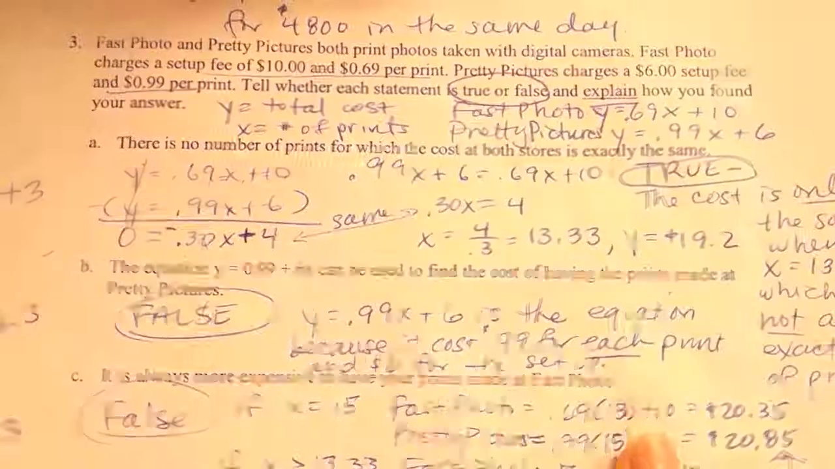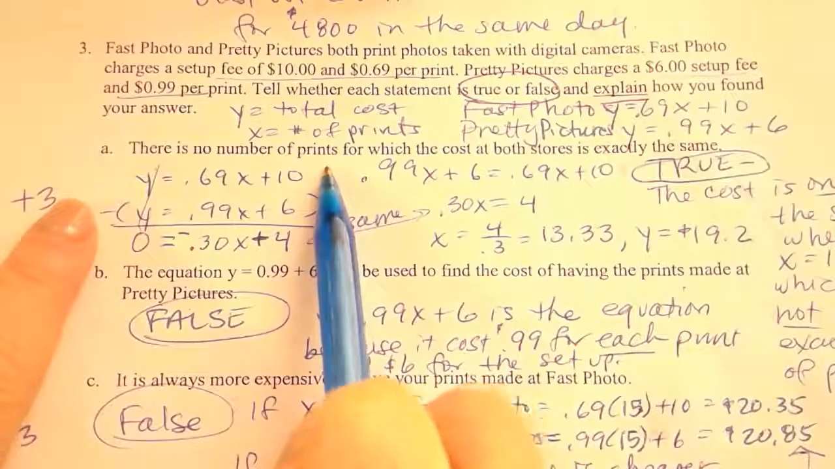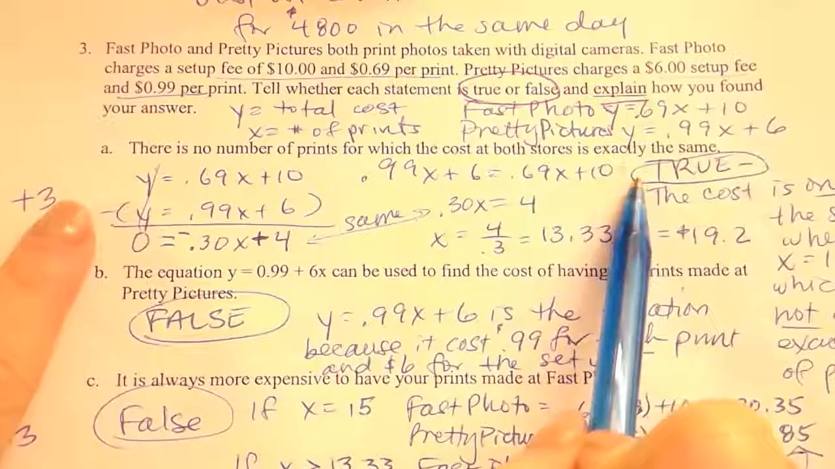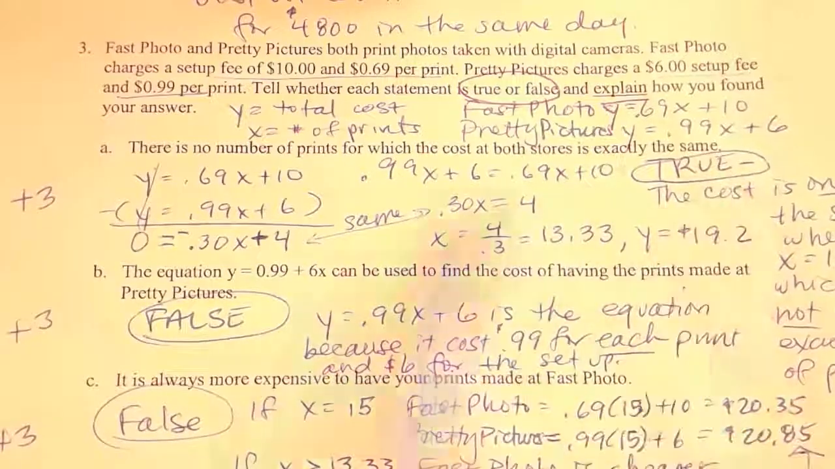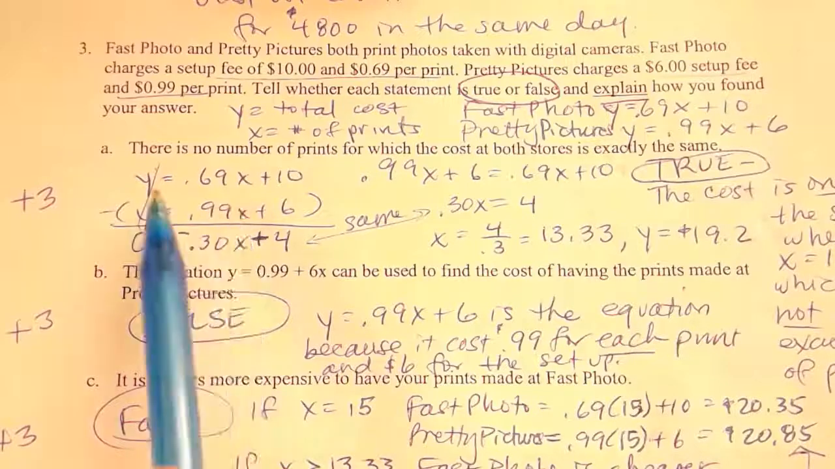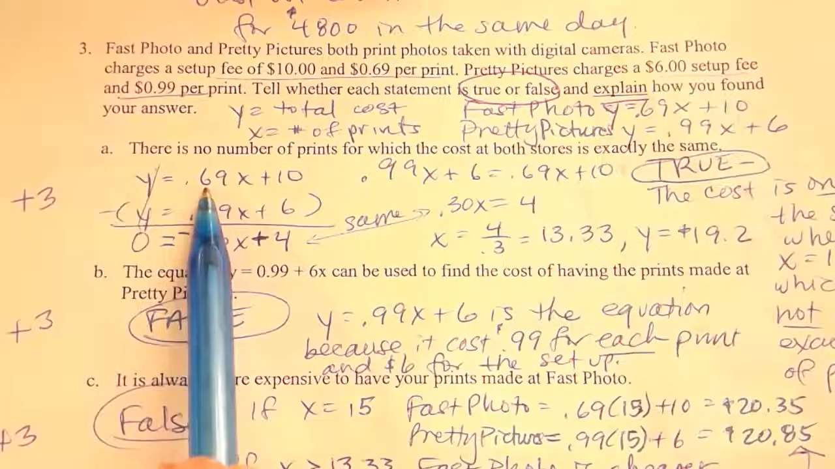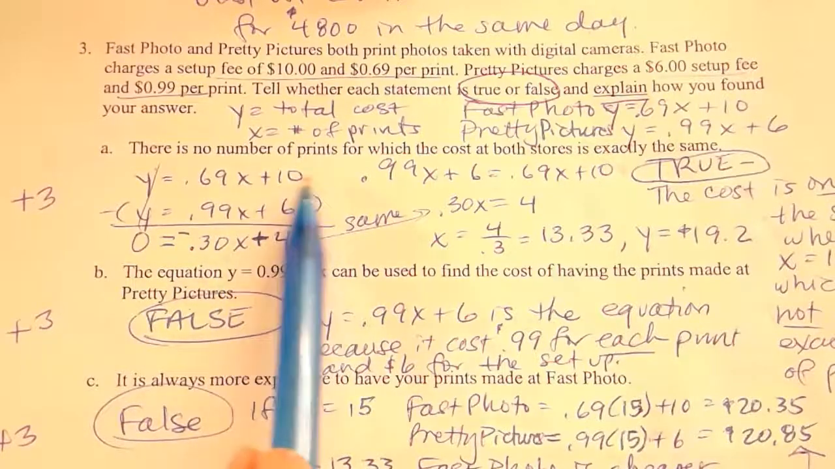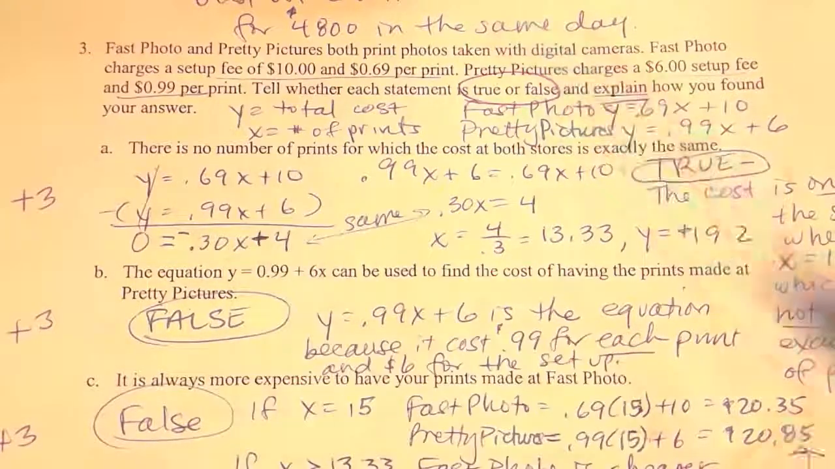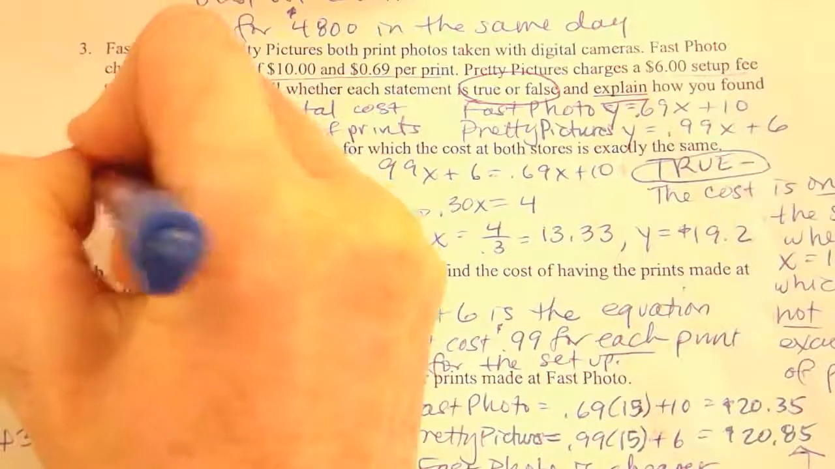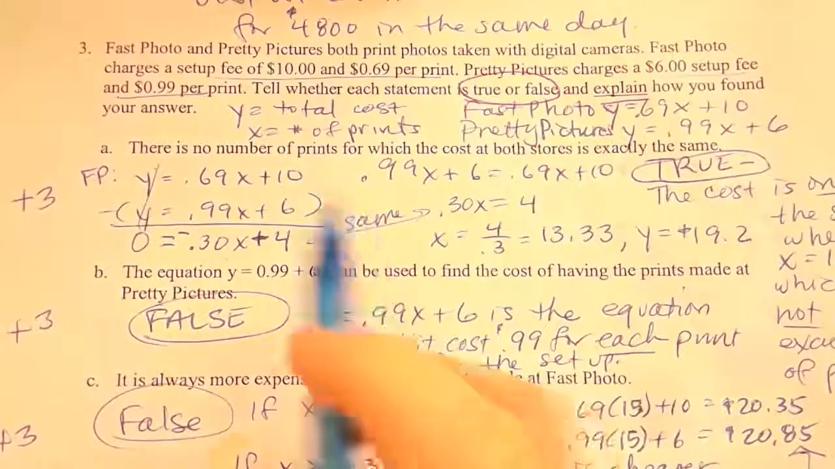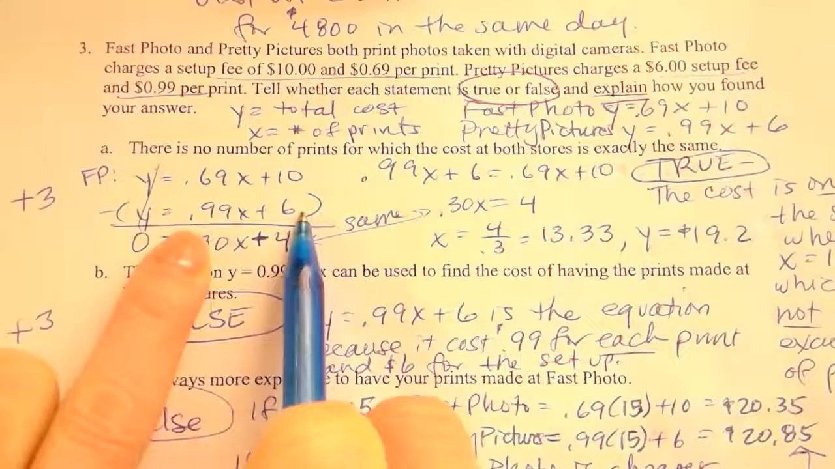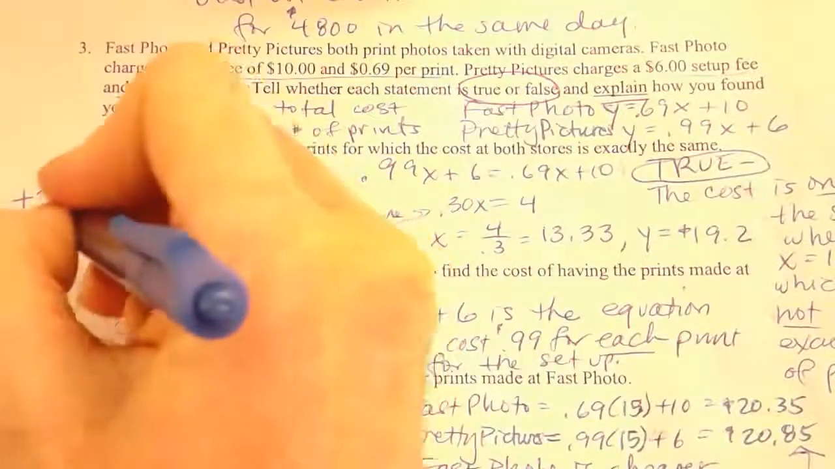In the first case, they asked you true or false: there is no number of prints for which the cost at both stores is exactly the same. Well, I went about and solved this. I set up 2 equations. y equals 0.69x, 69 cents per print, plus a $10 setup fee. That's the Fast Photo equation. In the second case, I had y equals 0.99x, 99 cents per print, with a $6 setup fee. That was the Pretty Pictures equation.